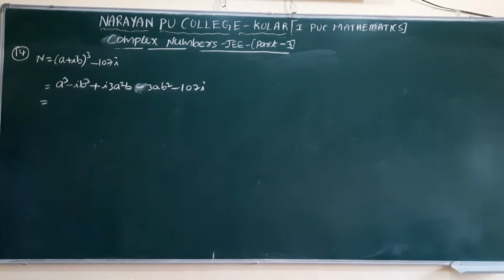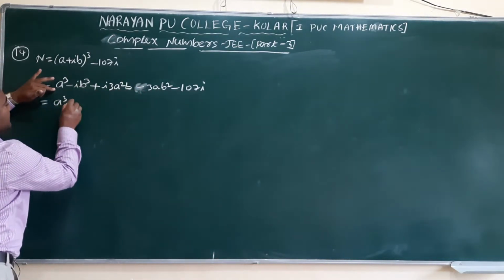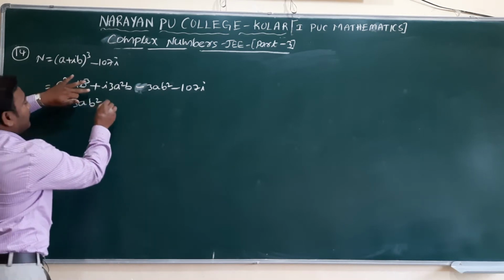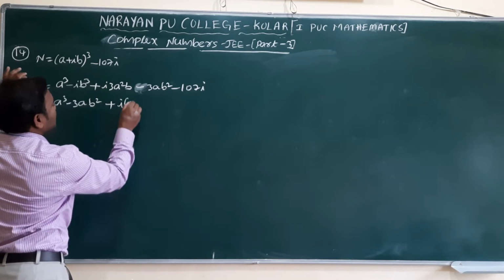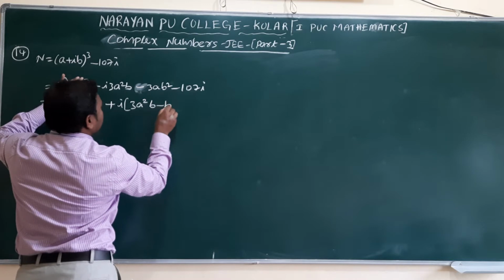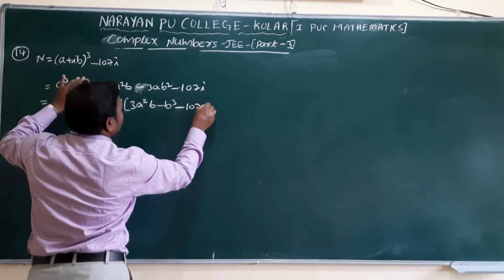Here we separate the real part and imaginary part. Here a cube minus 3ab square, plus i into 3a square b minus b cube, minus 107 into i.